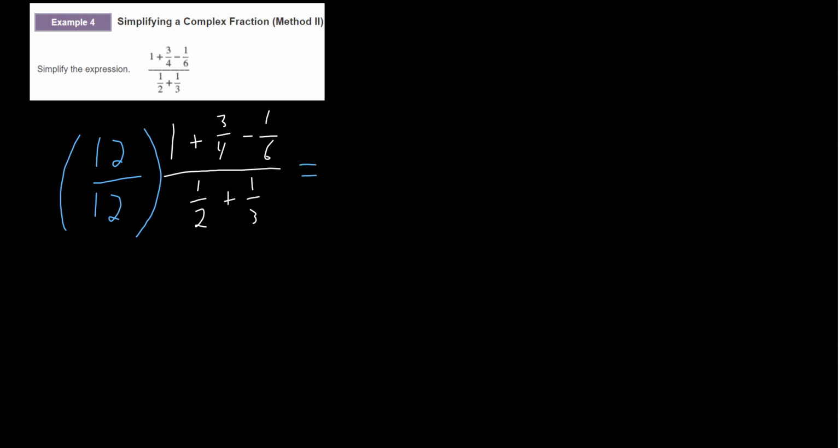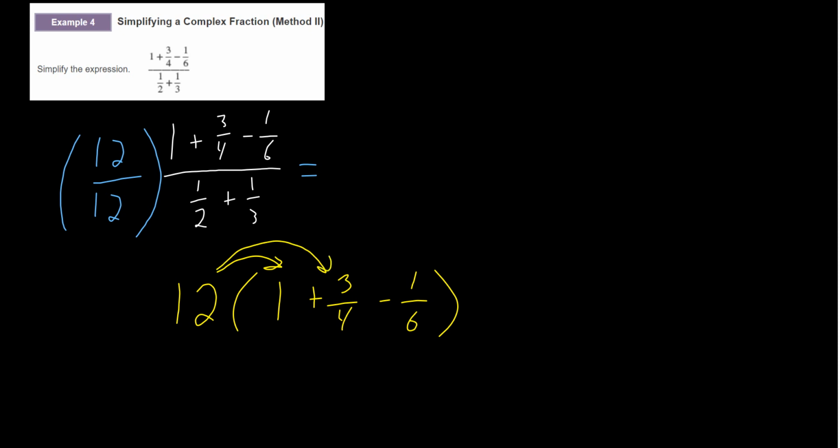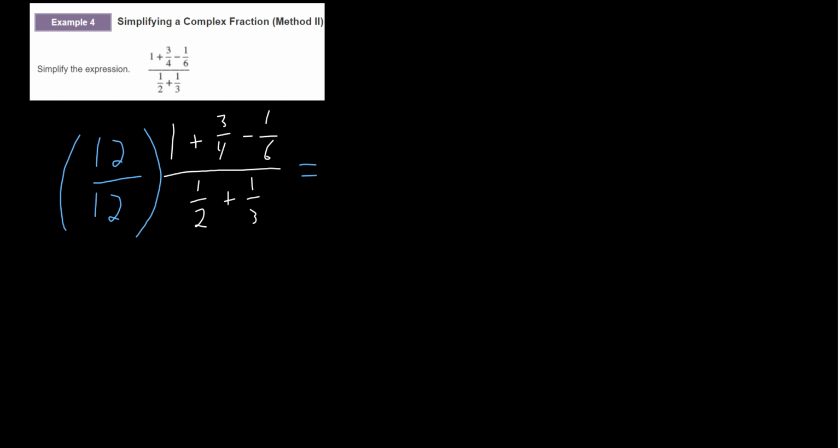Okay. So let's do this. We're just looking at my numerator. Think about it as 12 times the quantity of 1 plus 3/4 minus 1/6. Okay, and of course you would distribute, right? So that's what we're going to do. We would just distribute and then distribute the same on the denominator.